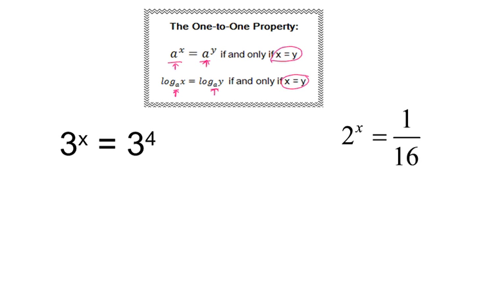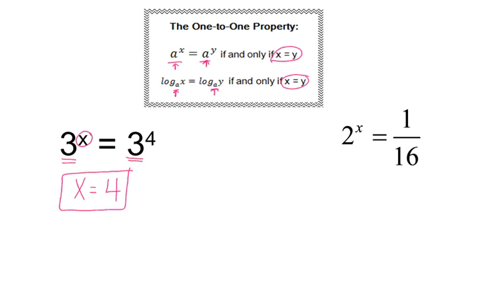So let's go ahead and actually start solving. If you have an exponential equation like 3 to the x equals 3 to the 4th, we want to solve for x. Since we have like bases with our one-to-one property, we can drop those out and we end up with x equals 4. My exponents are equal, x equals 4, and that's it.